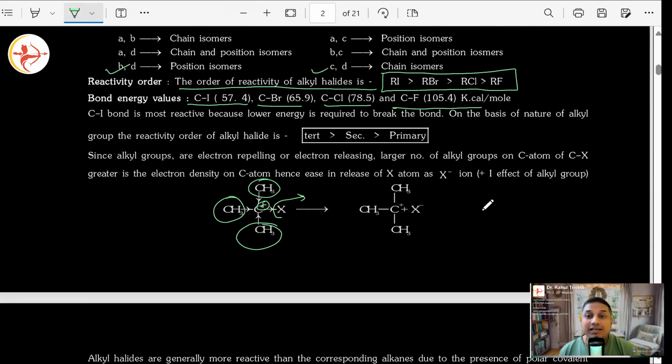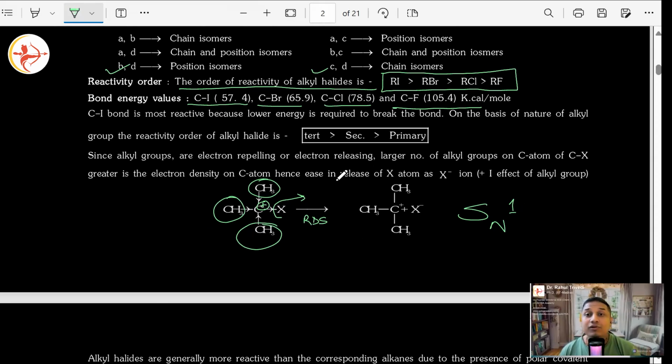Is it SN1 or SN2? It is SN1. Correct? Yes, there is only one molecule involved in the rate determining step, which is the slowest step. On its own, because of the steric repulsion, X minus leaves. It is not that a nucleophile has to attack from the back side and then cause it to leave.